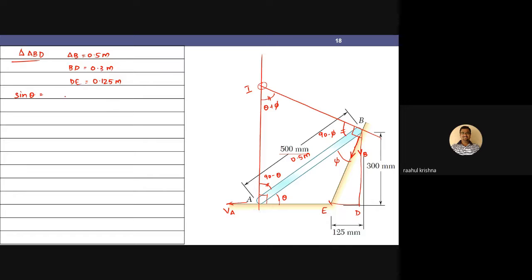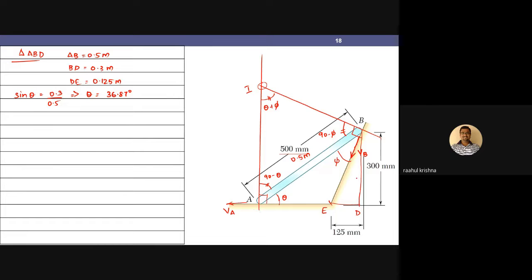Yes, you can do that, no issues. So sine theta equals 0.3 upon 0.5, which implies I can get the value of theta as 36.87 degrees. Once I get the value of theta, what happens next?